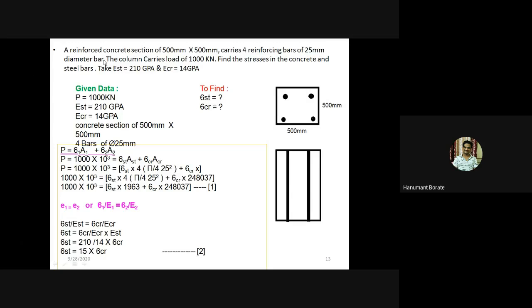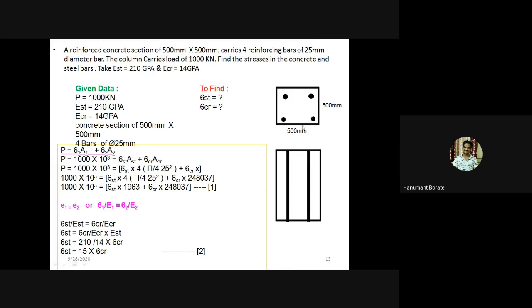A reinforced concrete section of 500 by 500 mm carries 4 reinforcement bars of 25 mm diameter. The column carries a load of 1000 kilonewton. Find the stresses in the concrete and steel bars. Take E_st, the Young's modulus of steel, equal to 210 GPa and the Young's modulus of concrete equal to 14 GPa.